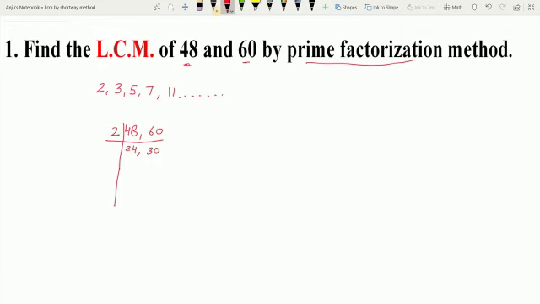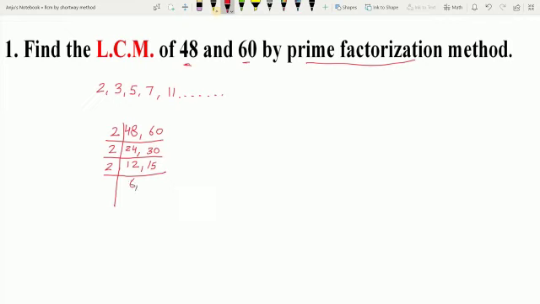See student, 24 and 30 are also even numbers. So I consider 2 again. And 24 divided by 2 gives me 12. 2 ones are 2, 2 twos are 4, and then we put comma. 30 is also divisible by 2, and we get 15. Student, here 12 is divisible by 2, but 15 is not divisible by 2. So we divide 12 by 2, and I get 6. And then we put comma.